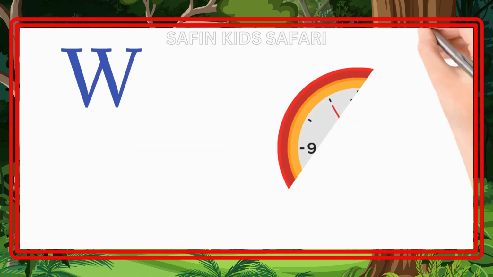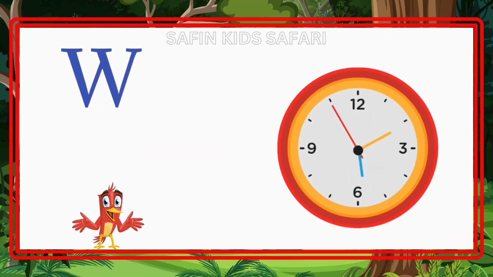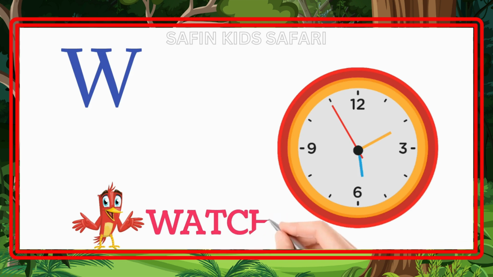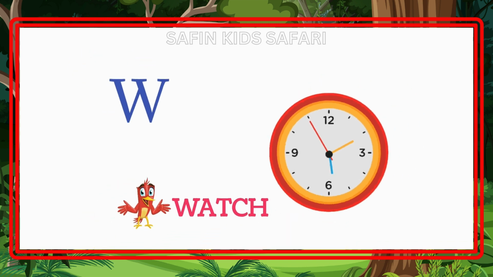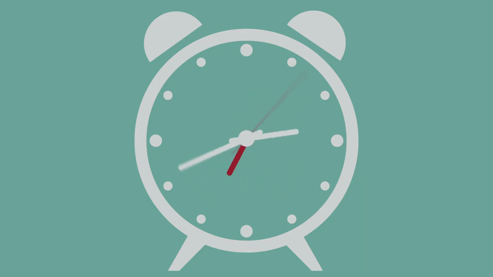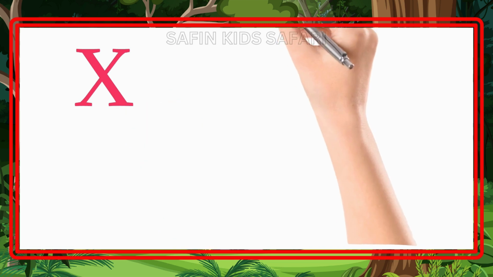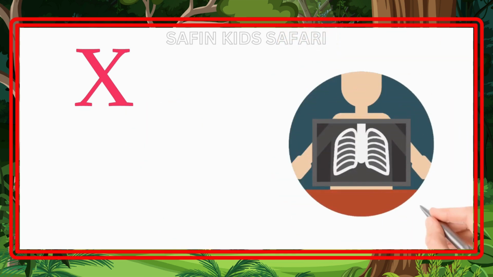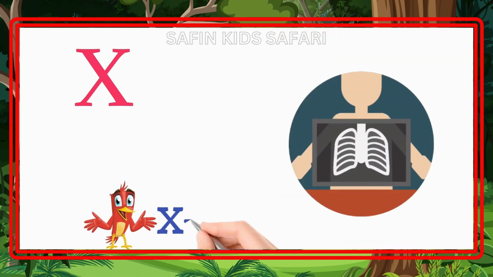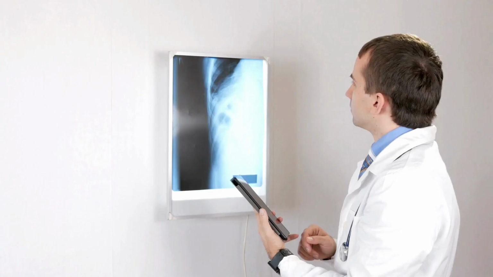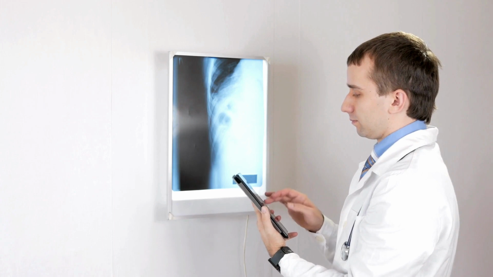W. W for vase. Nice vase. X. X for X-ray. This is X-ray.